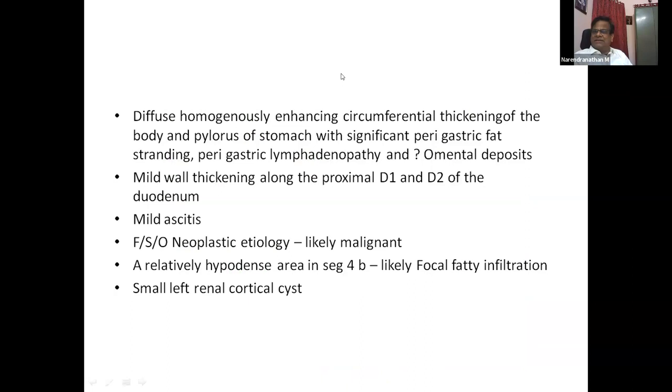Explain the thing. CT showed diffuse homogeneously enhancing circumferential thickening of the body and pylorus of the stomach with significant perigastric fat stranding, perigastric lymphadenopathy, and query omental deposits. Mild wall thickening along the proximal D1 and D2 of the duodenum. Mild ascites, features suggestive of neoplastic etiology. A relatively hypodense area in segment 4B of the liver, likely focal fatty infiltration, small left renal cortical cyst.